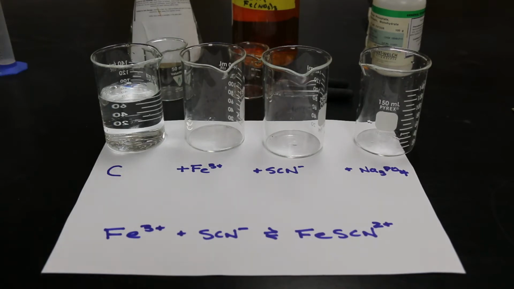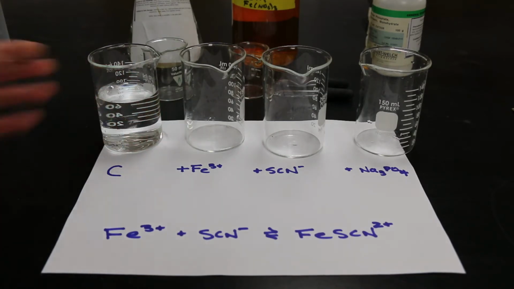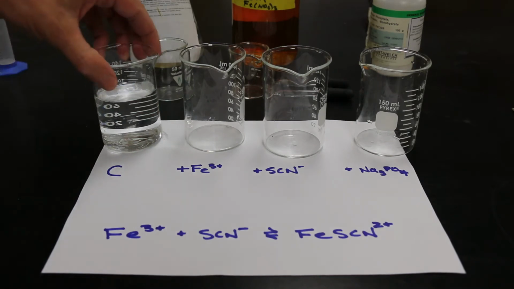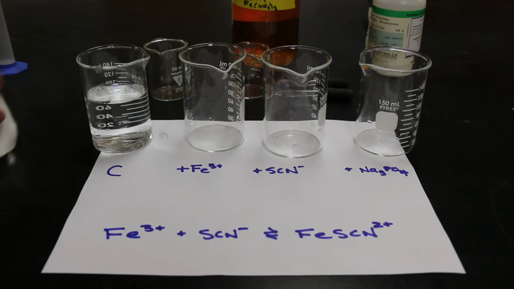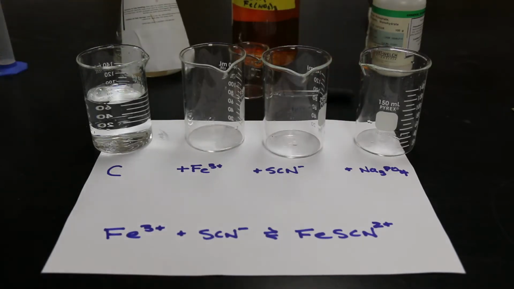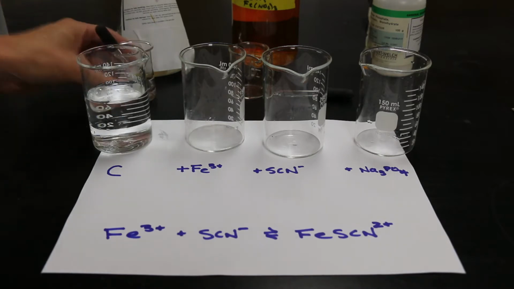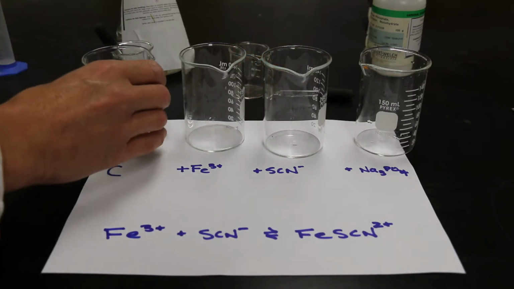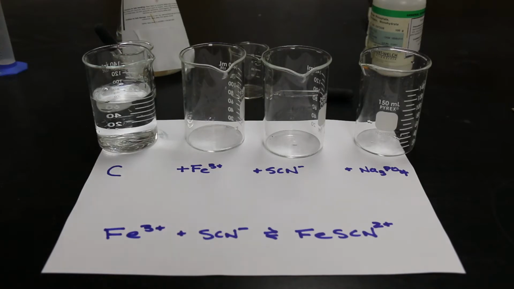This is a demonstration of Le Chatelier's principle and the effect it has on concentration. What we have here is a beaker of deionized water. I'm going to take some potassium thiocyanate, KSCN, and add 10 drops of potassium thiocyanate to 100 ml of deionized water.